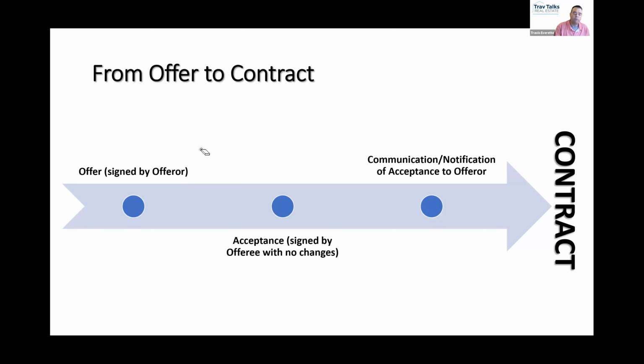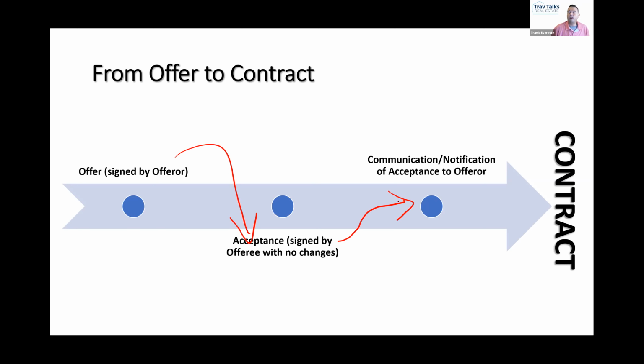Always, offers flow from the offeror to the offeree. That is always the flow. We're going to go from offeror to offeree for an offer. But notice here, we still don't have a contract until the offeree does what in return? What does the offeree have to do? Sign the letter in acceptance. They have to communicate acceptance. They have to accept it and then communicate that acceptance.